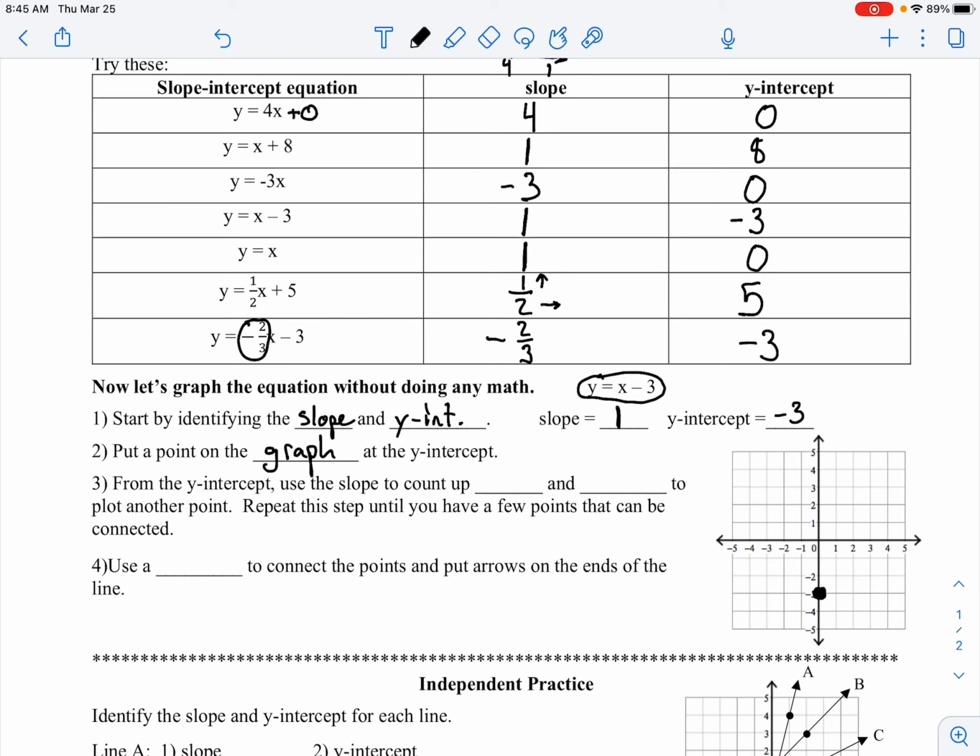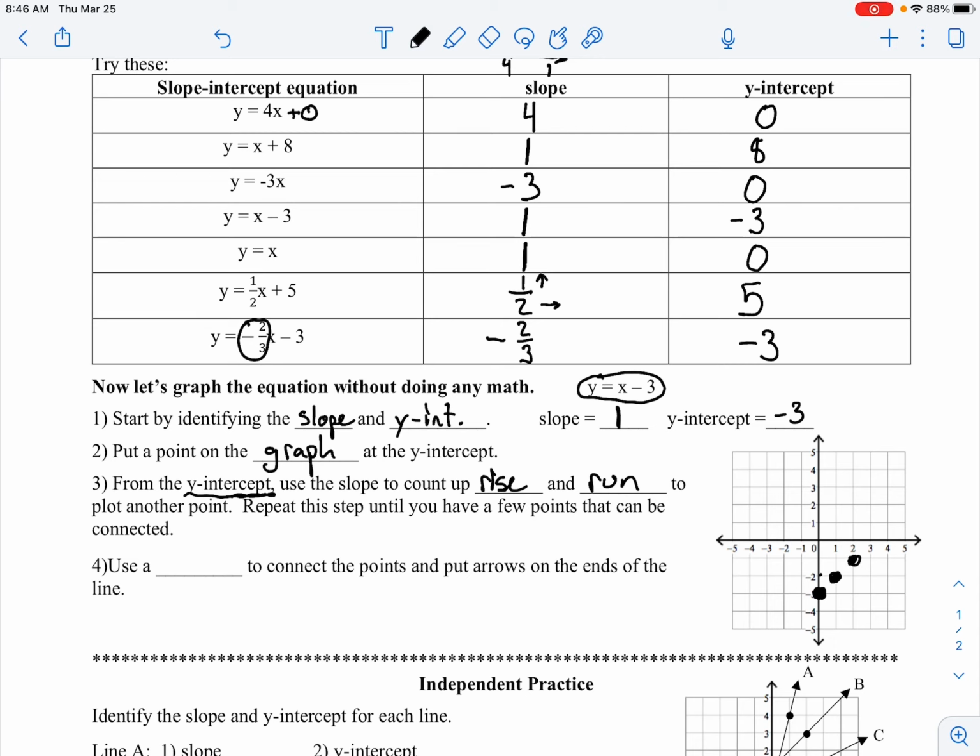Now we want to start at our y-intercept. It's really important that we start from there and use slope to count up our rise and our run. Rise and run to plot another point. So if we start at our y-intercept here, our slope was 1, so that means our rise is 1 and our run is 1. So I'm going to go 1 up and 1 over, and there's another point on this graph. 1 up and 1 over, and there's another point.